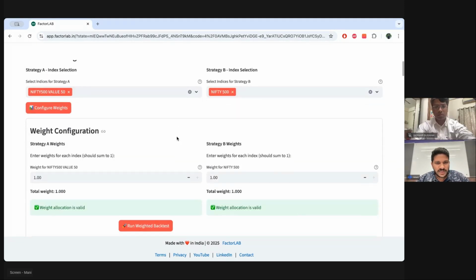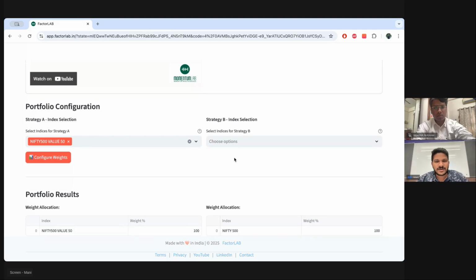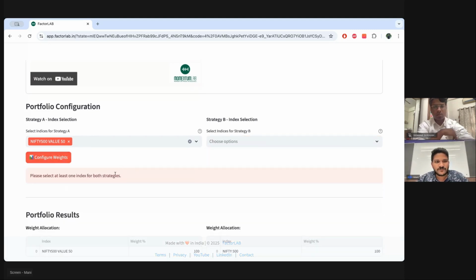Now, I just want to quickly show another example. I'll not go through all the metrics again, but I just want to show how you work in terms of adding more and more indices. By the way, if you just want to look at one index, how do you look at it, right? Let's say you remove this index here, and you're trying to configure weights. It says, please select at least one index for both strategies, right? So you can't look at just one index alone. You always have to select the other strategy here as well.